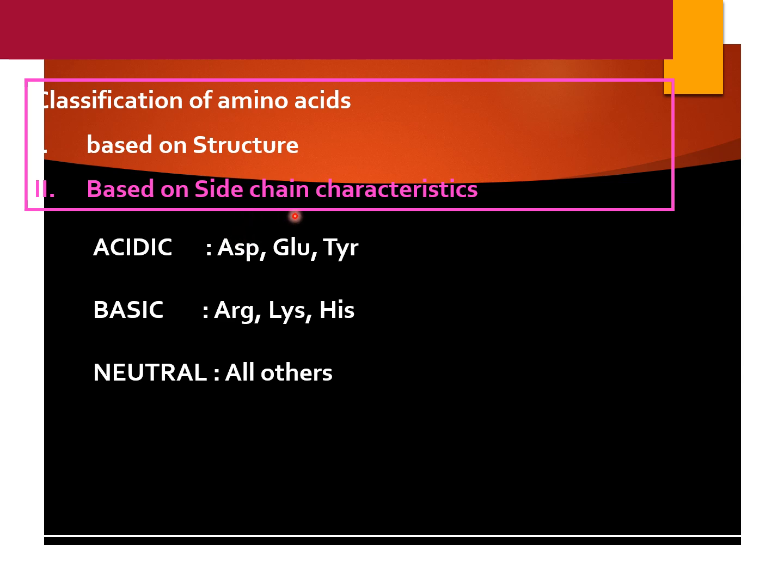Classification based on side chain characteristics. They can be acidic, basic, or neutral. Acidic ones, as I have already told you, contain an extra carboxylic group in the side chain. Tyrosine is not very acidic, but because of other factors like conjugation and the presence of the benzene ring, it may show slight acidity. Then basic are arginine, lysine, and histidine. Neutral, the rest are neutral.